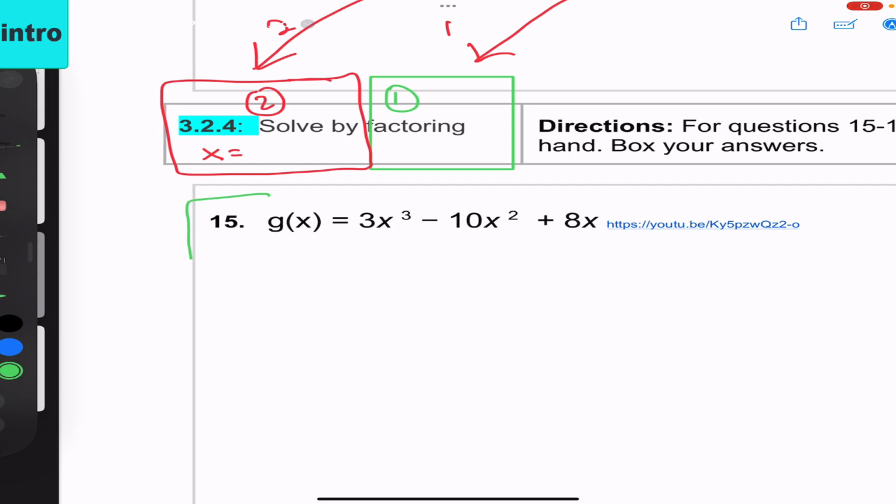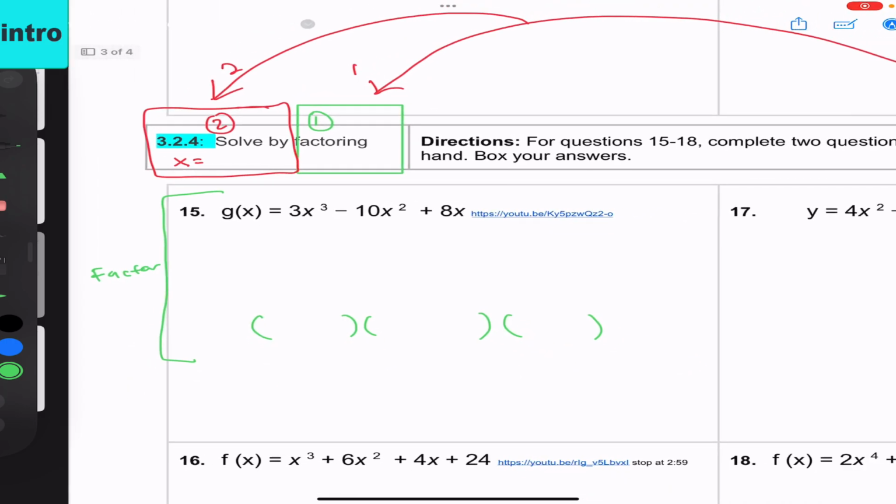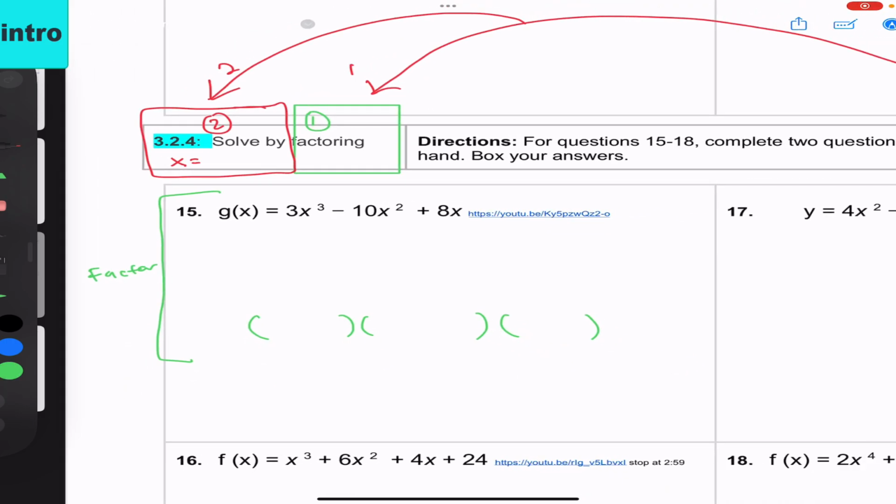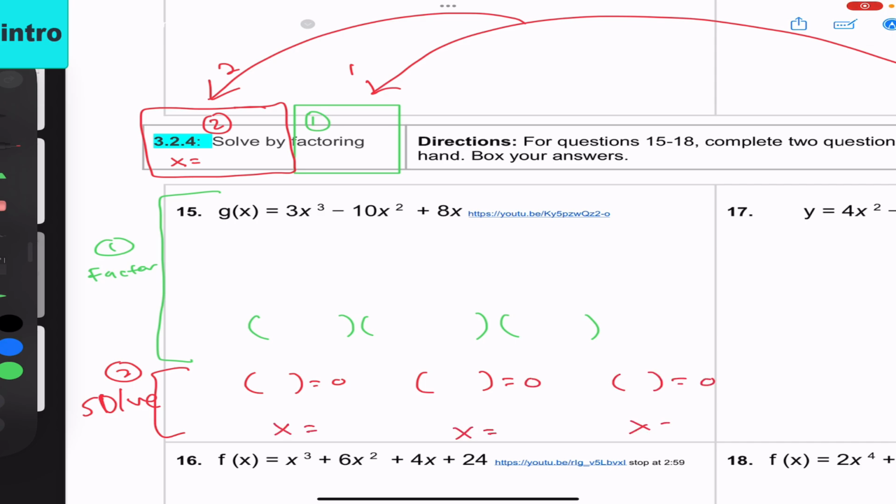When you do a problem, you're first over here going to factor, and then your answers usually have something like the parentheses, something like this, right? And then when you're done with that, you're going to do the second part, the solving, okay? So solving says you take your parentheses and you set it equal to 0. And then you're going to have some kind of answer, x equals. Okay? All right, let's go over this.